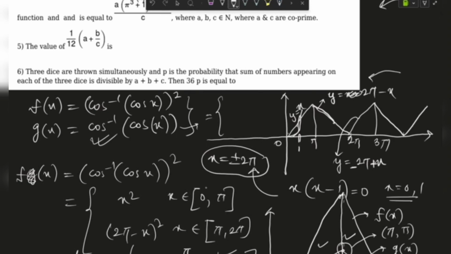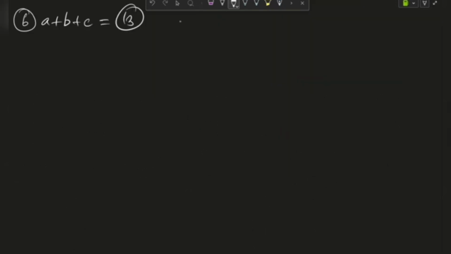So 3 dice are thrown simultaneously, and p is the probability that the sum of numbers appearing on each of the 3 dice is divisible by 13. So we have to find out the value of 36p. So basically we have to make cases for this. So we will do that and solve this question.